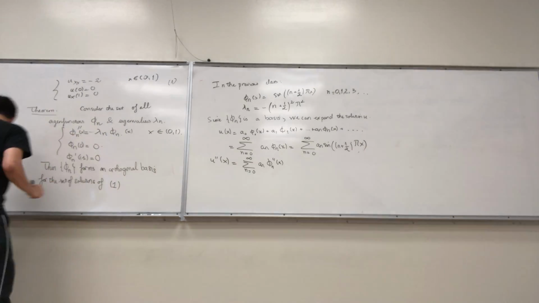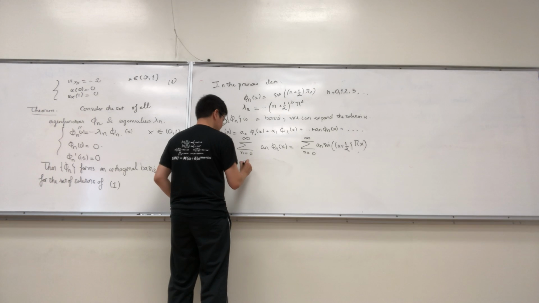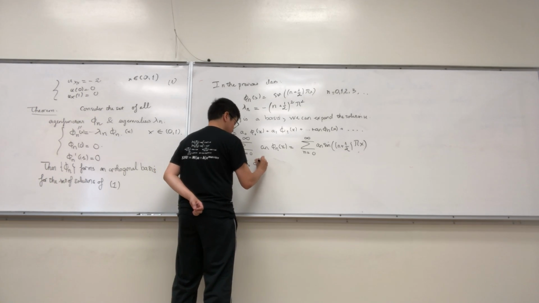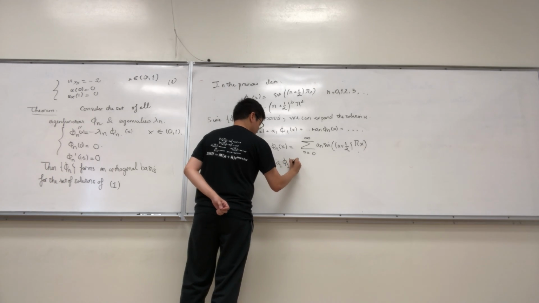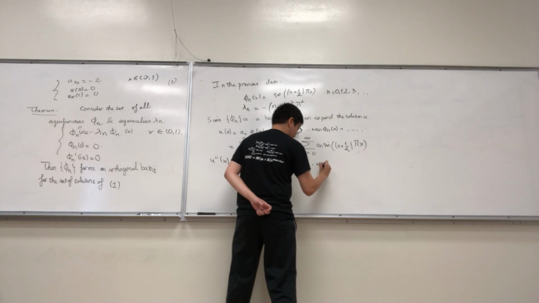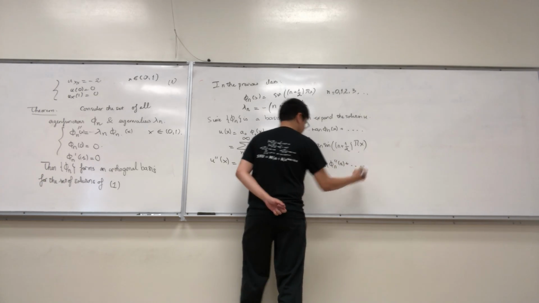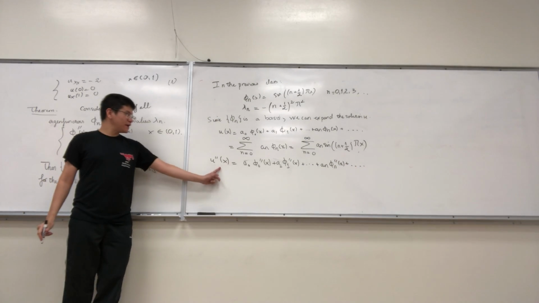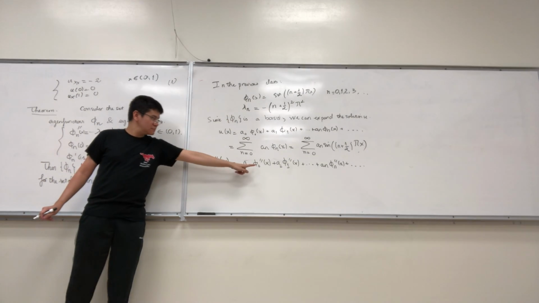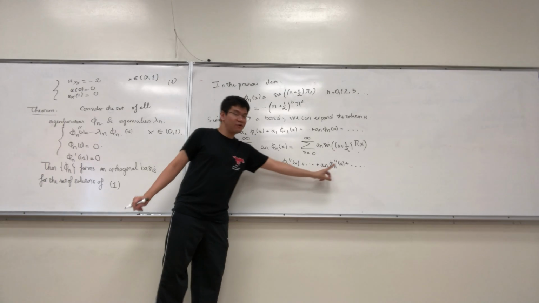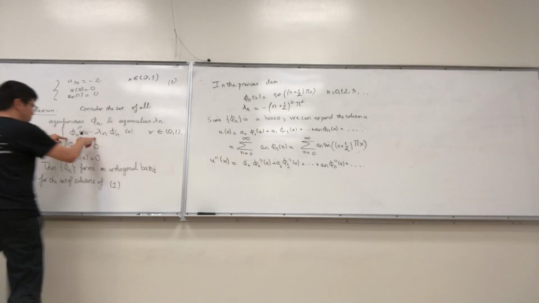Okay, so I'm going to write it in the normal way. You have a0 phi0'' plus a1 phi1'' of x plus an phi n'' of x plus etc. So I'm going to take the second derivative of this whole sequence. But from the eigenvalue problem, what do I have?